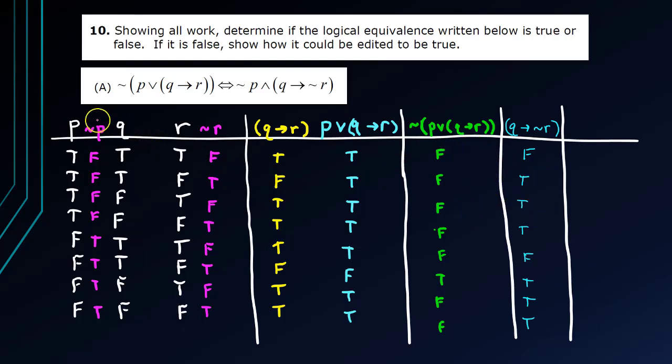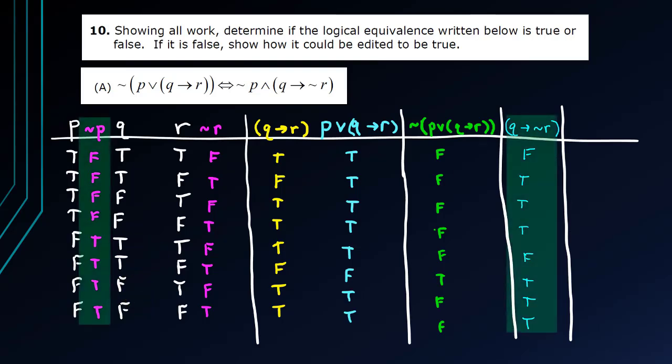And now I'm going to look at not P and this column here to get the right-hand side. And again, it's an and statement, so when I look at these two columns, it's only going to be true when both are true. It's going to be false otherwise. So as a result of that, this is what I get.